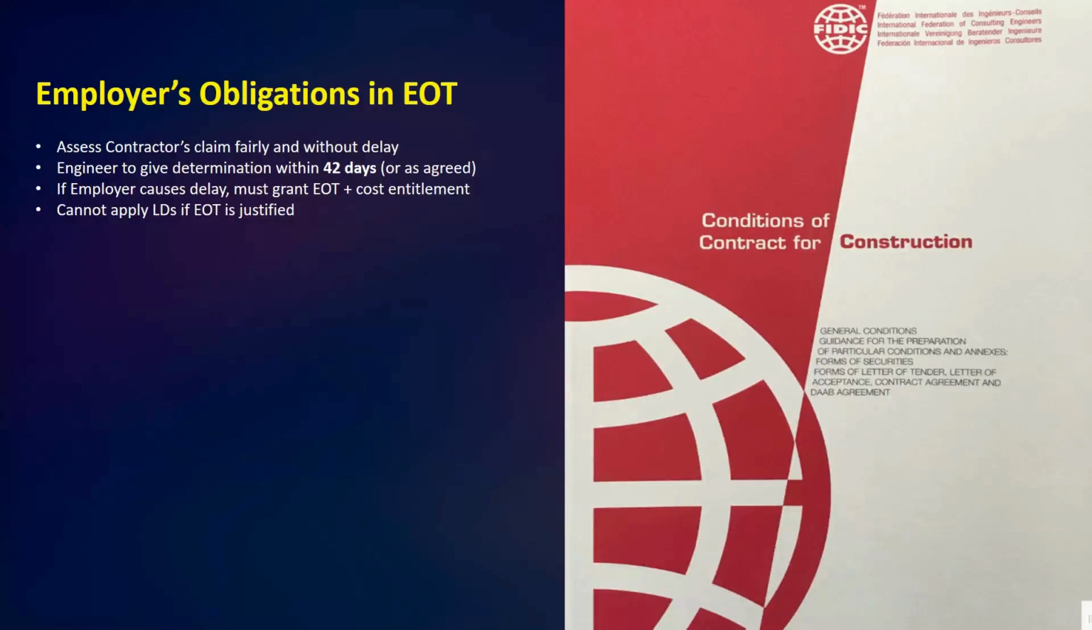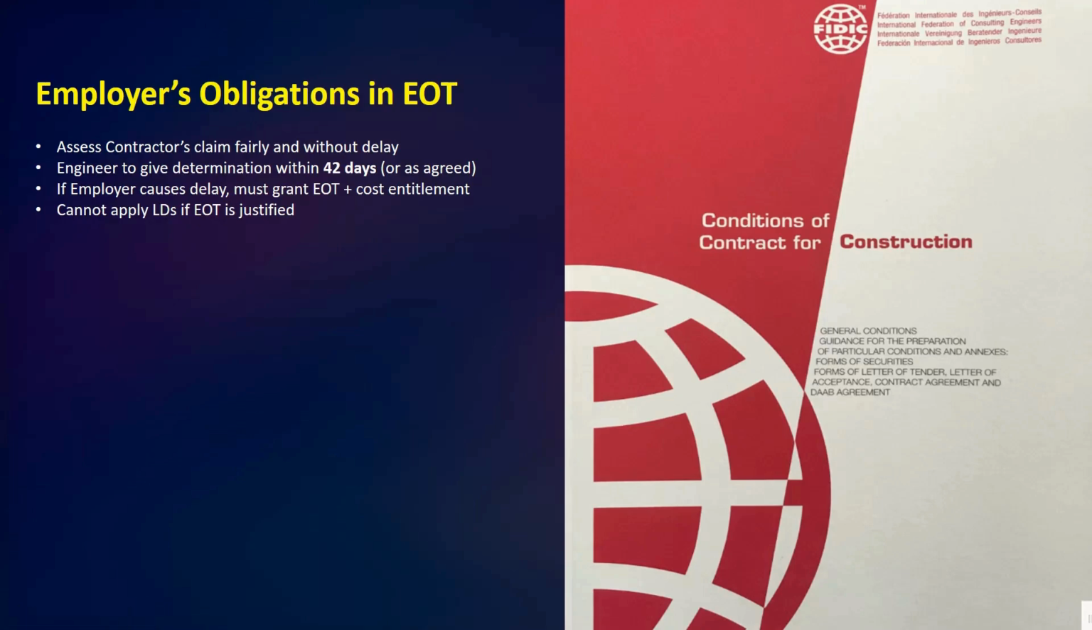Okay, so next we have the employer's obligations in EOT. The EOT process is not one-sided. The employer and engineer also have obligations. So first, you can see here, assess the contractor's claim fairly and without delay. Second, the engineer gives the determination within 42 days or as agreed. If the employer causes delays, they must grant EOT plus cost entitlement, and cannot apply LDs if EOT is justified.